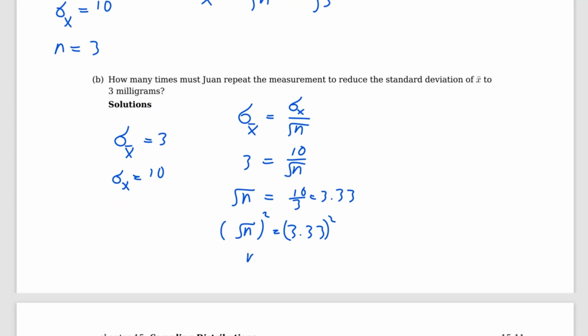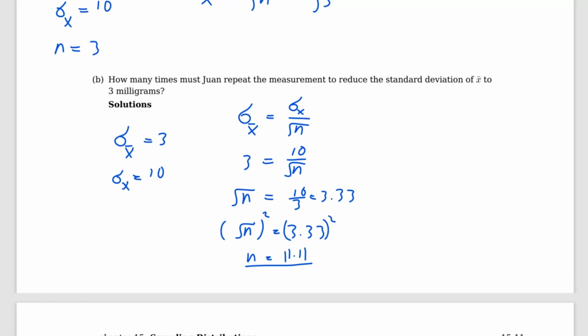So then n equals 3.33 to the power 2, that is 11.1111. Can we leave this n equal 11.11? Can we leave this that way? Yes or no? No. Why? The reason is, what is the n? N is the sample size.